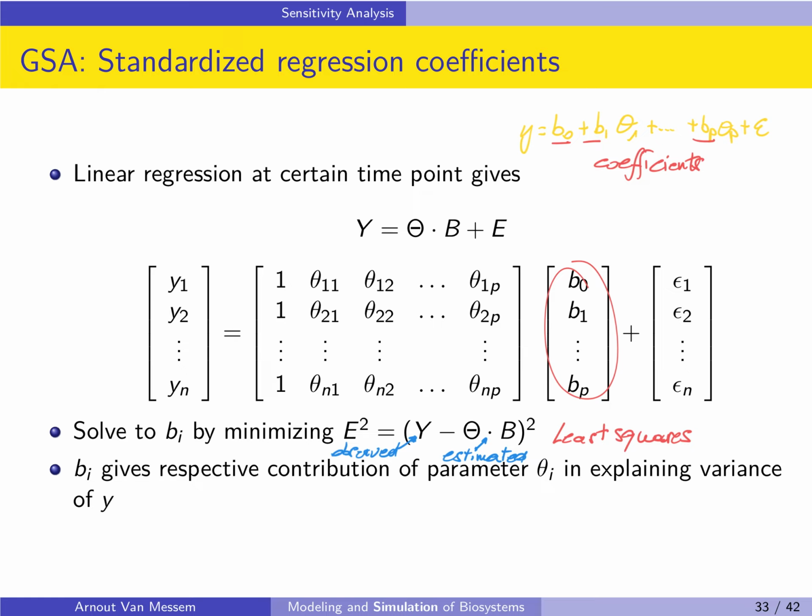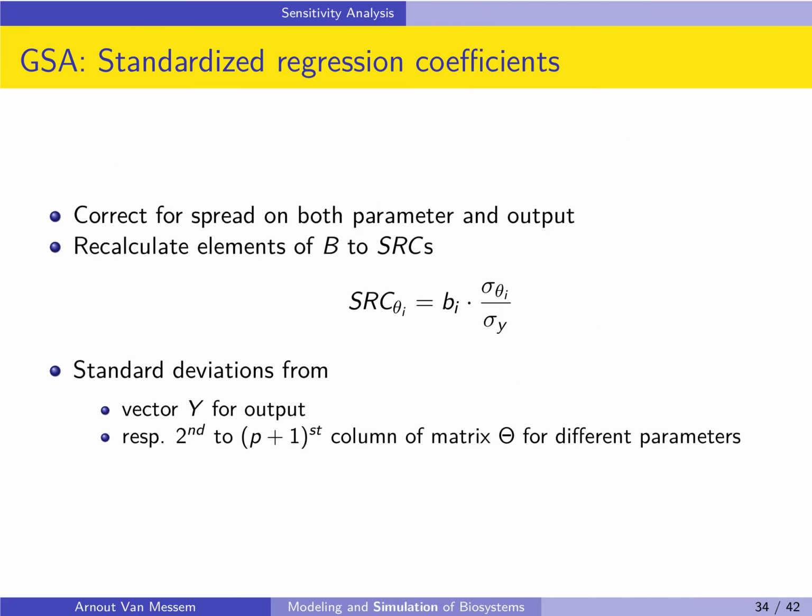For a local analysis, we look at one time point and only one set of values for θ1 to θp. Here it is global, we look at one time point, but we have a different number of parameter values for θ1 to θp. To make sure that we can compare the different calculated coefficients, we have to standardize them.